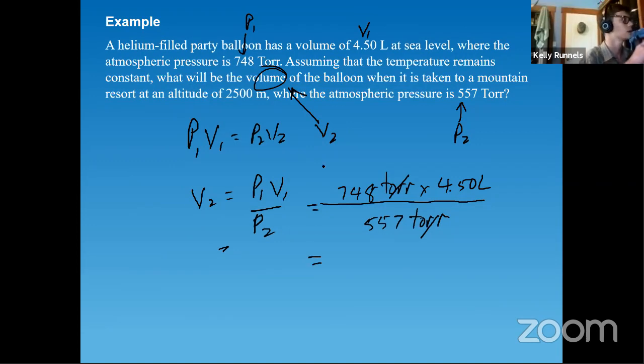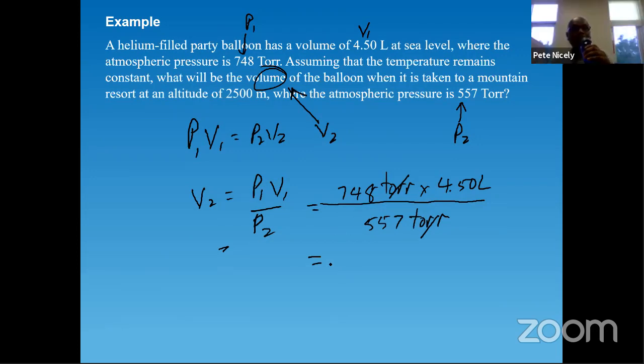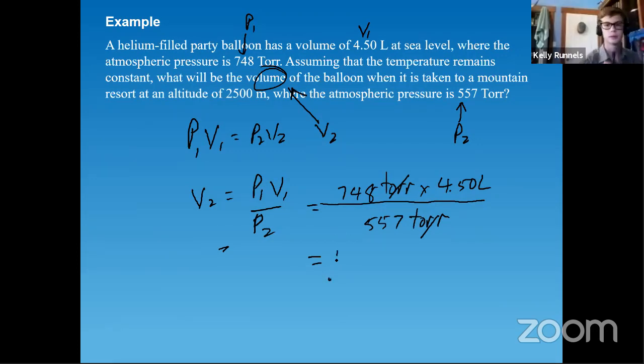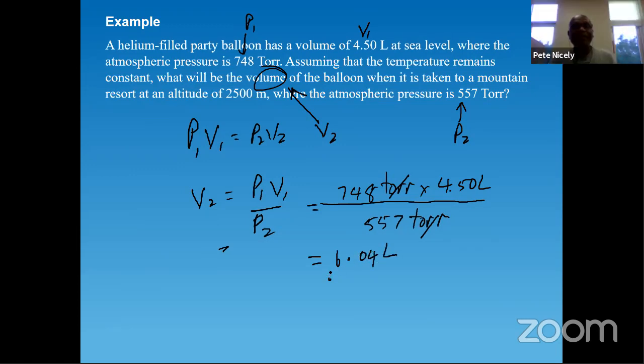I guess that's 3 significant figures, so it would be 6.04 liters. 6.04 liters. That sounds correct. Okay, so that's basically how you would do a problem of this type.